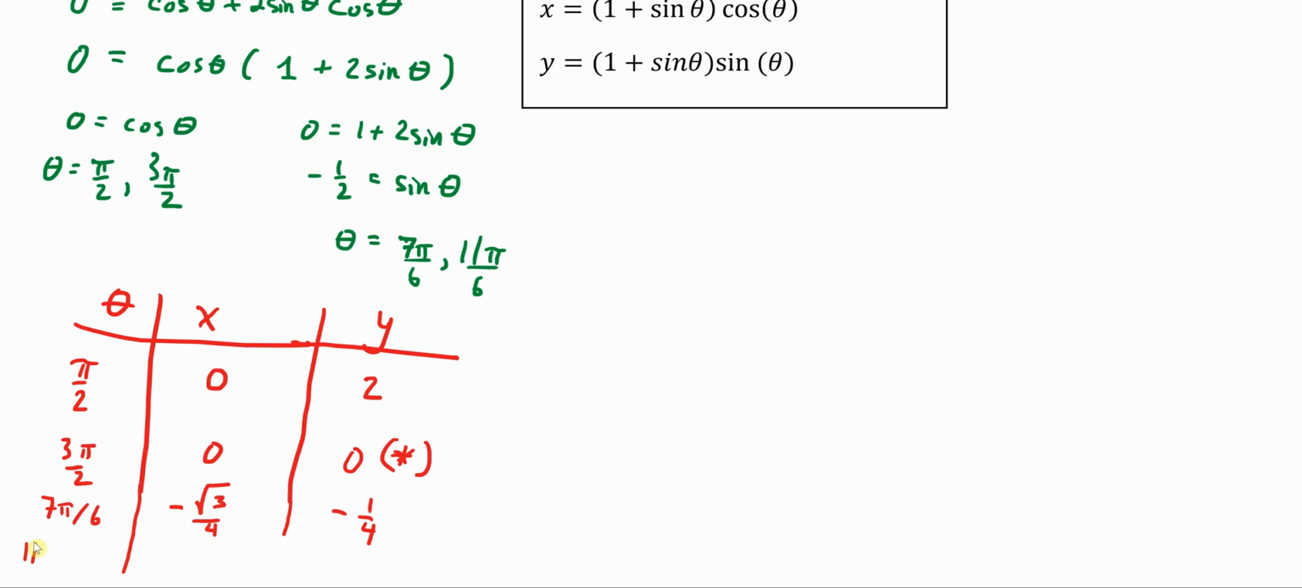So for 11 pi over 6, same thing, sine of 11 pi over 6 is going to be -1 half plus 1, that's 1 half. Cosine of 11 pi over 6 is going to be √3 over 2. So when we multiply that out, we're going to get positive √3 over 4. And then here, we're going to get positive 1 half times -1 half. So that's going to give me -1/4.